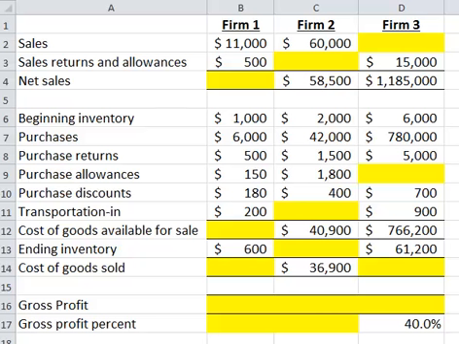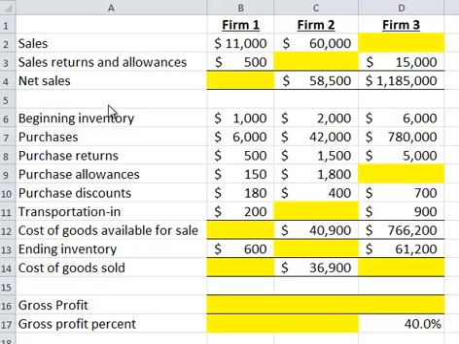So what we want to do today is review the various things that increase or decrease purchases, and therefore increase or decrease cost of goods sold and gross profit. Here we have three different firms, and we're going to go through each one and solve for the missing pieces, which are in yellow. So let's do firm 1.